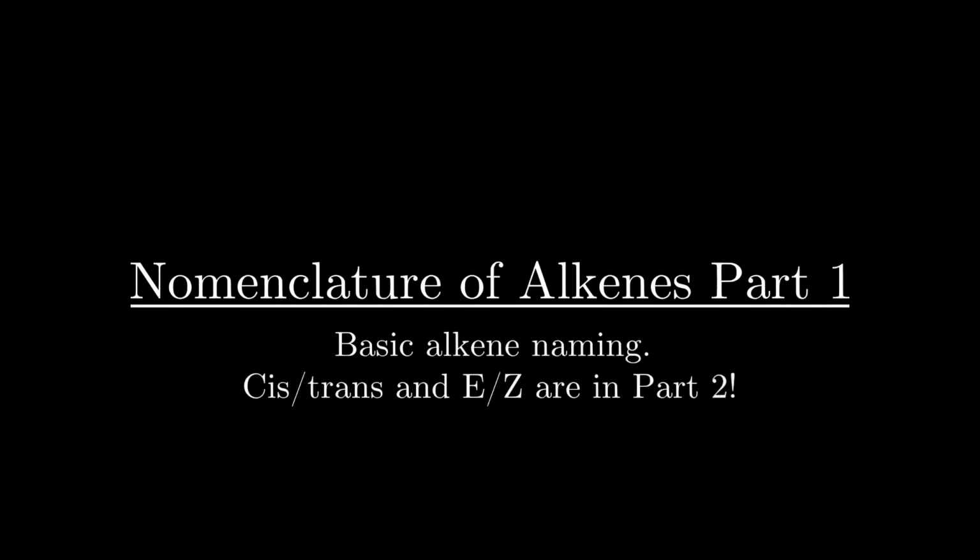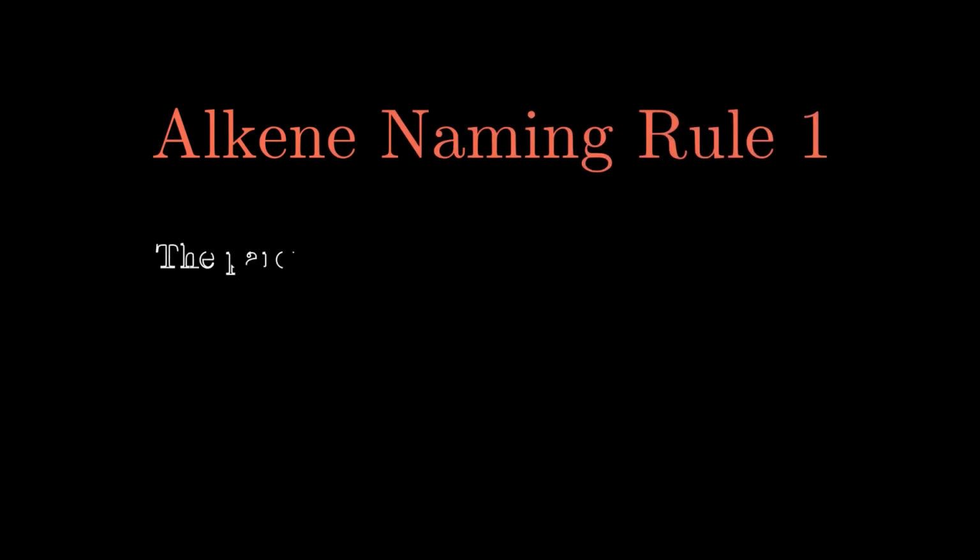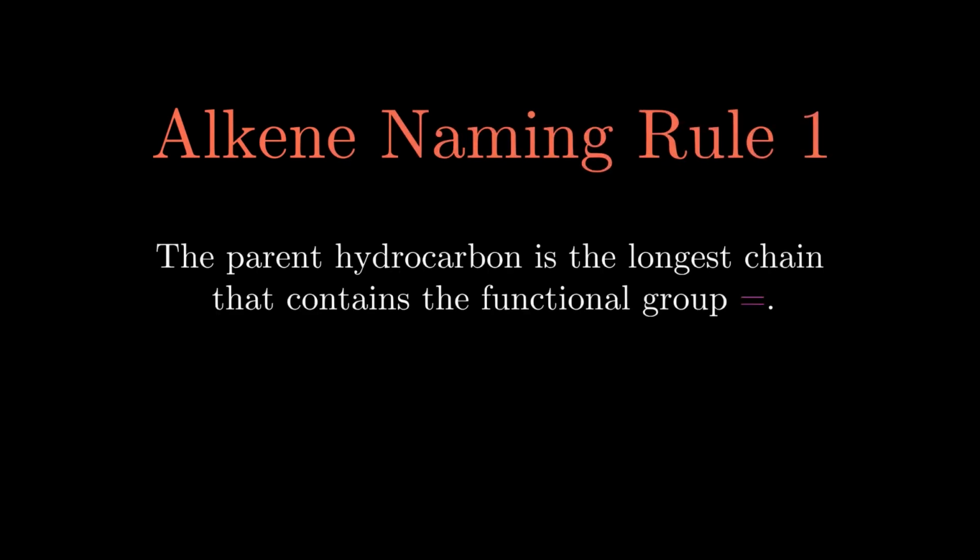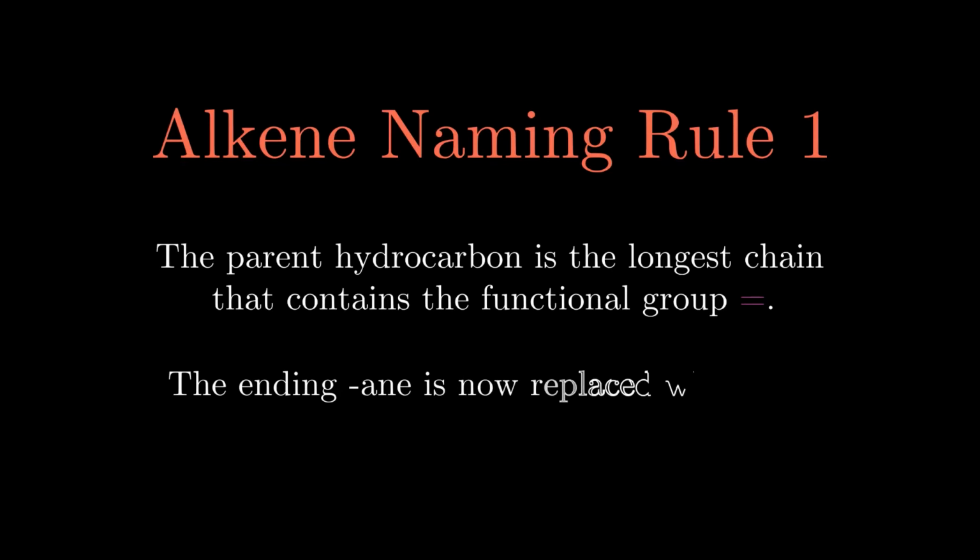Welcome, fellow chemists, to the first of two videos on the nomenclature of alkenes. We will look at cis, trans, and E/Z isomers in part 2. When naming the simple alkenes, all of the rules you applied when naming the alkanes apply again. The biggest change, however, is that there is a double bond, which is considered a functional group, and the ending -ane has now become -ene.